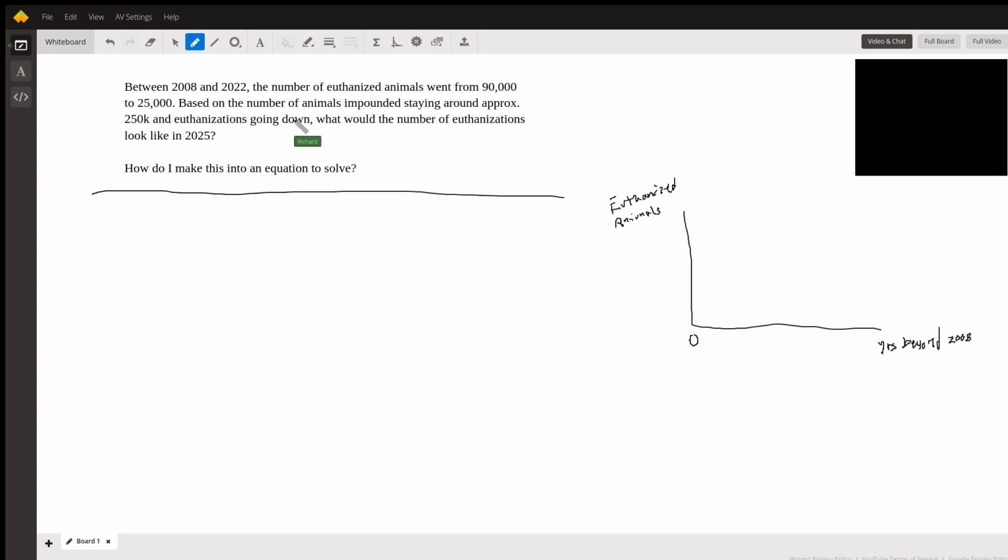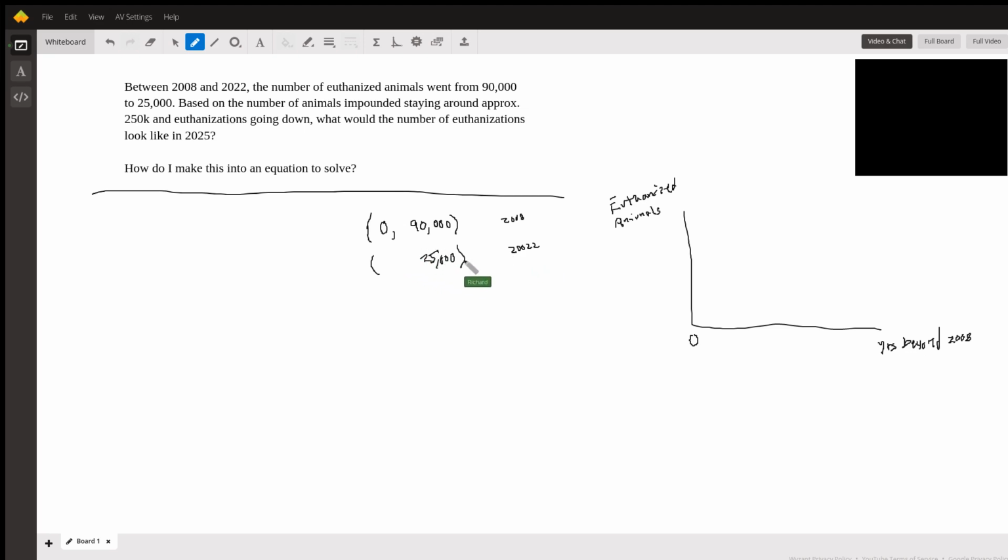And so when you read it, what's happening is that they're giving us two data points. So in 2008, which we're going to use as time 0, there were 90,000 animals euthanized. So this represents 2008, just so you can remember. And then 2022, that number went down to 25,000, which is a big drop.